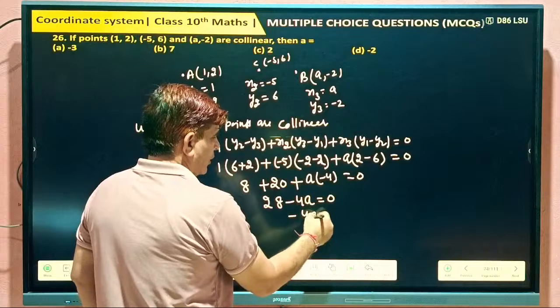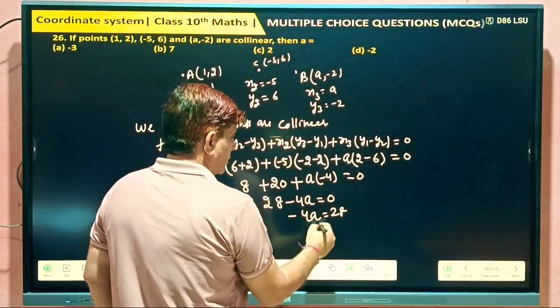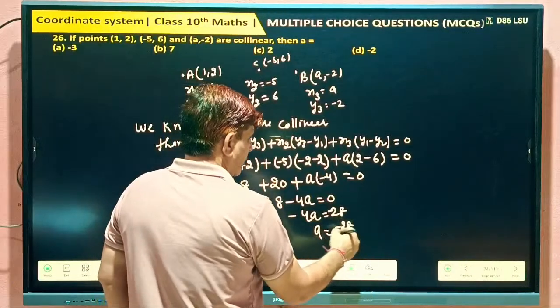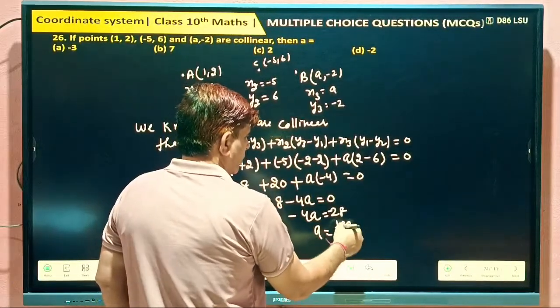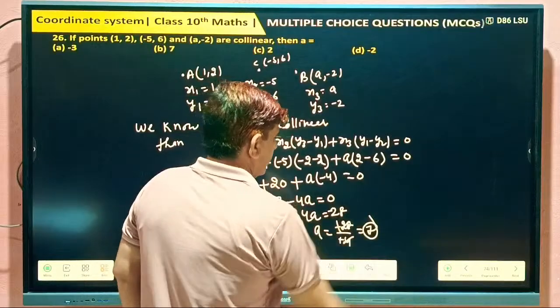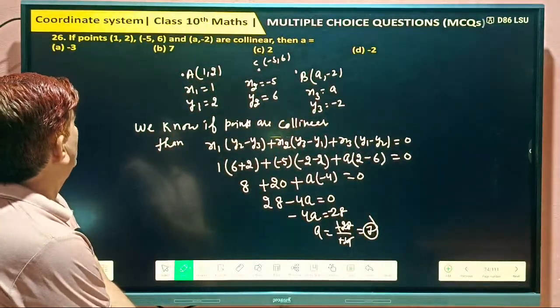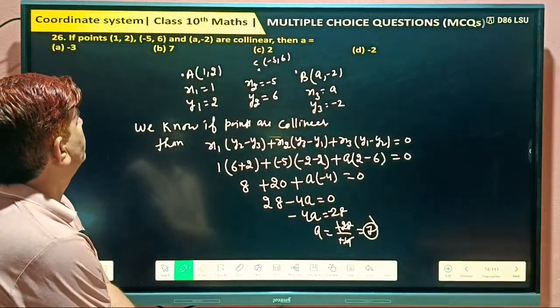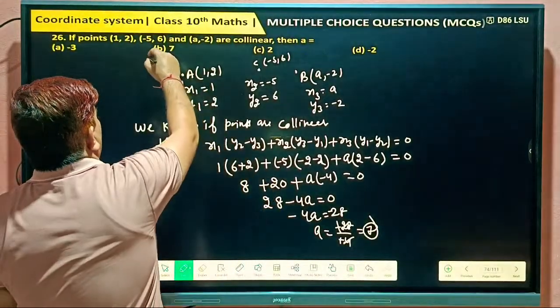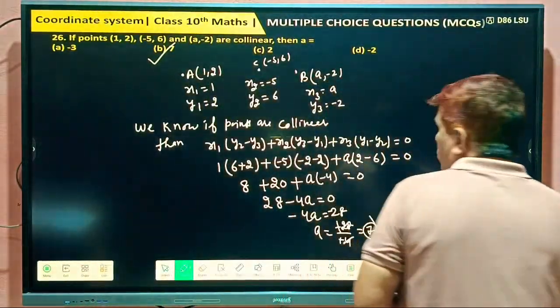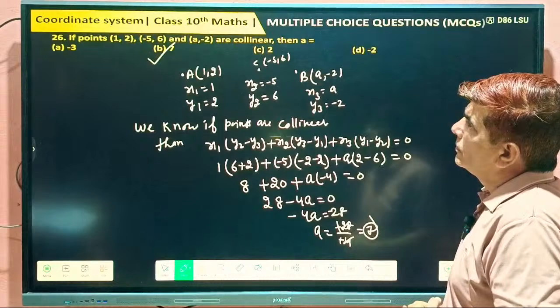So minus 4a equal to minus 28. So a equal to minus 28 by minus 4. Cancel, how much? So what's the value of a? 7. What's the value of a? 7. So anywhere, yes. Got or not? Yes.